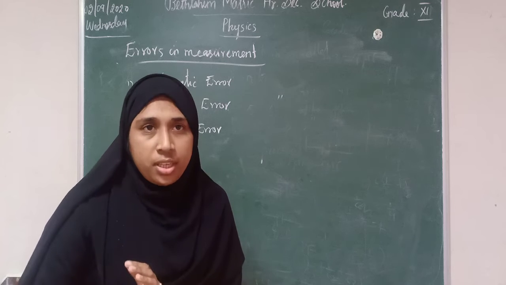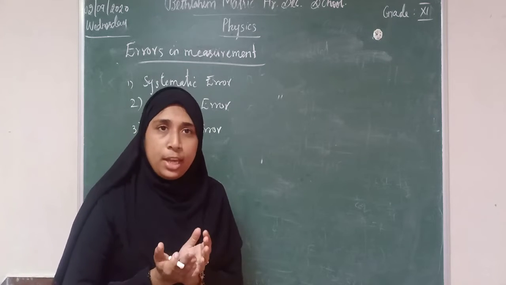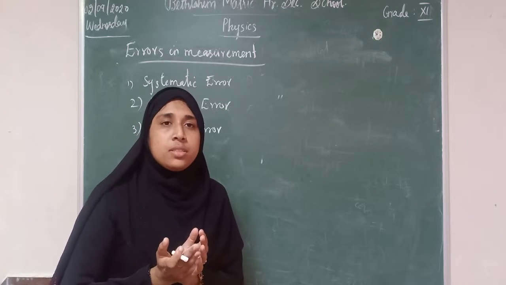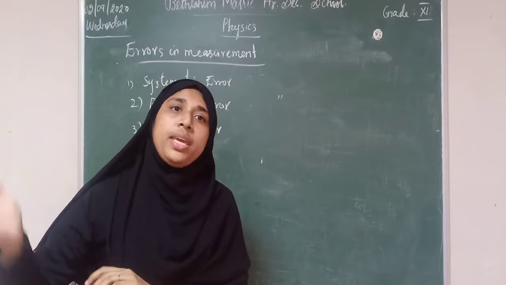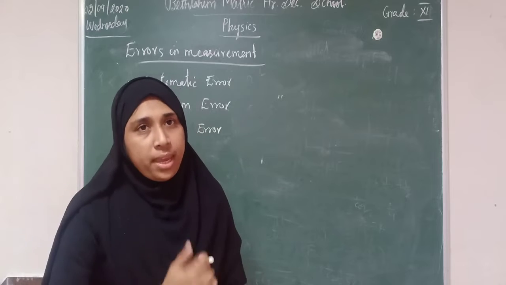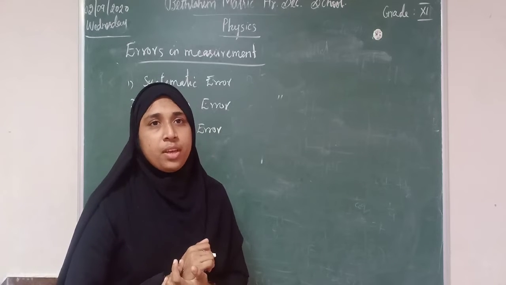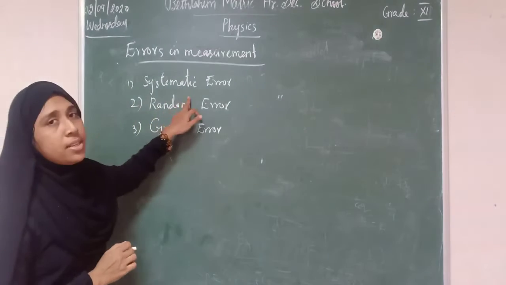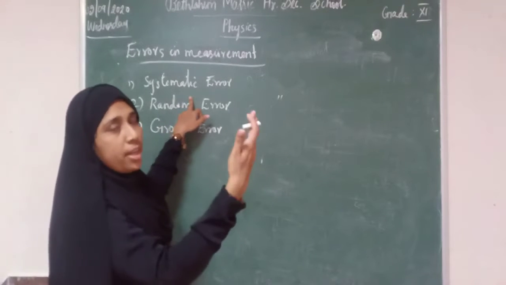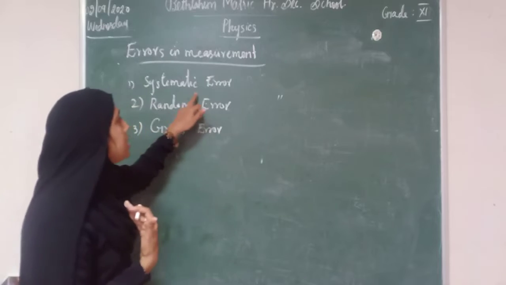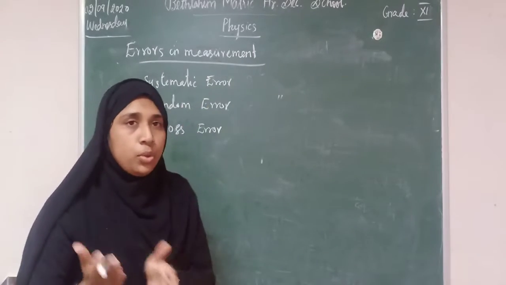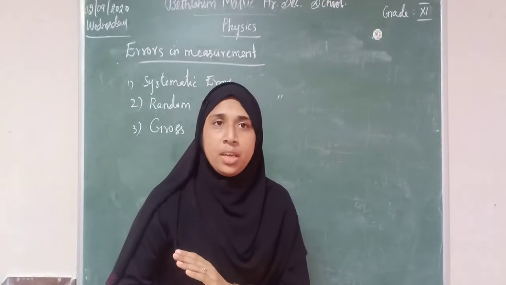When we are measuring a value, suppose in 3 trials, the value may increase, or it may decrease. So systematic error means the error may happen either in the positive direction or the negative direction. That is known as systematic error, repeatedly when you are doing the experiment.